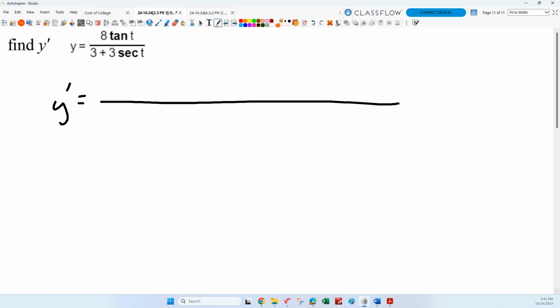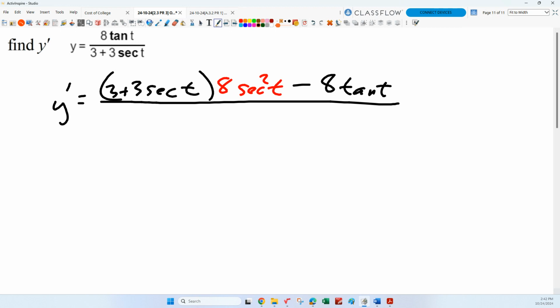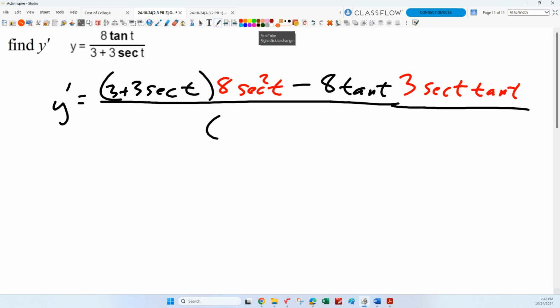Okay, what do we get? Low D high minus high D low. Yes, you have to do the 3. But the 3 and then it's secant. Oh, I thought you meant that 3 one. Yeah, that one goes away, but the derivative of 3 secant would be 3 secant tangent. Okay. Over, what's on the bottom?